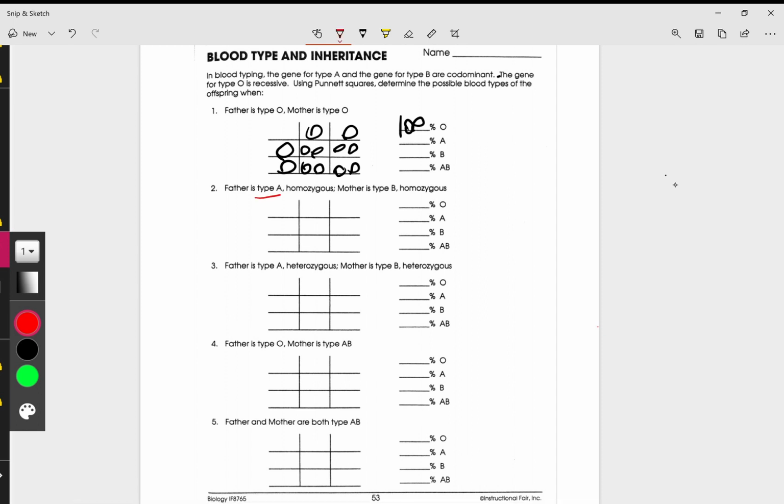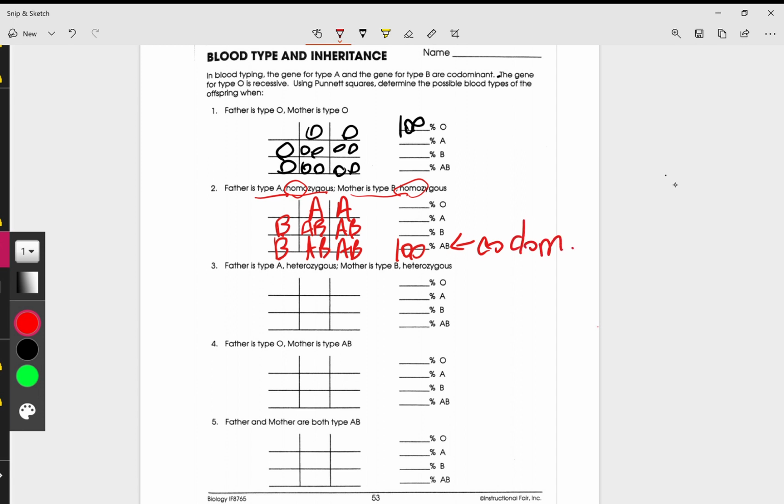Number 2 says the father is type A, homozygous, which means that it's going to be AA. Homozygous means same. Mother is type B, homozygous, so it's going to be BB because they're the same. Homo means same, right? Now we're going to fill these in. So it's 100% chance it'll be AB blood. This is your codominance.